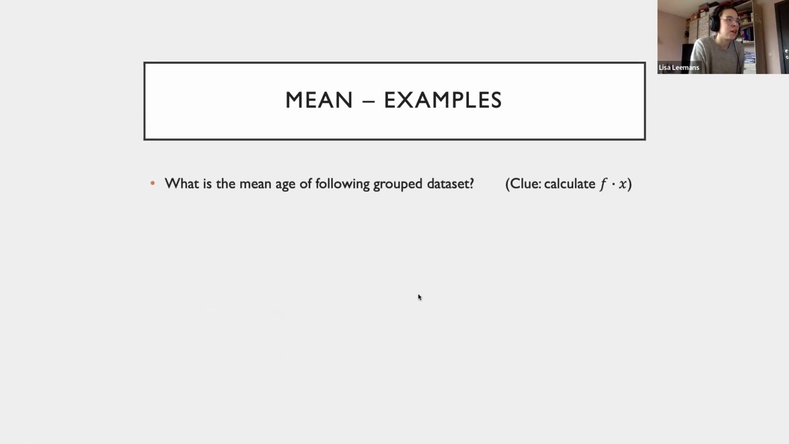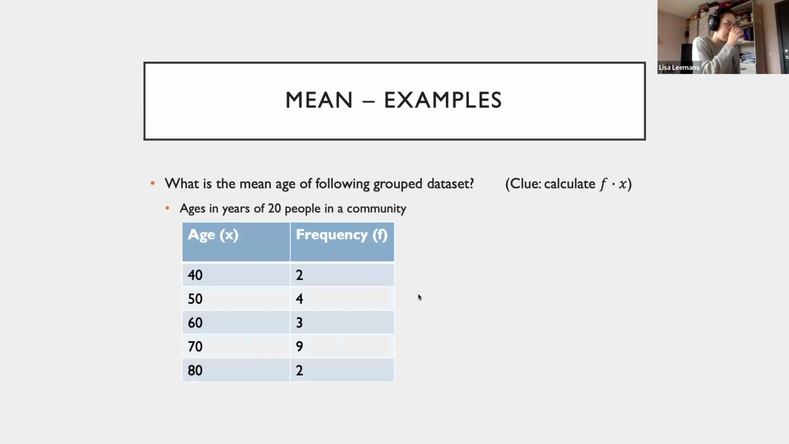So now I have two sets of examples of grouped data sets. The first problem was we have the ages in years of 20 people in a community. So you already know how many people we have in our problem. And that gave us these frequencies. So now I wrote down a clue about what you have to do. So you will now calculate the mean of this problem as well and put it down in the chat if you have figured out what the solution is. And then we will go over the answer afterwards.